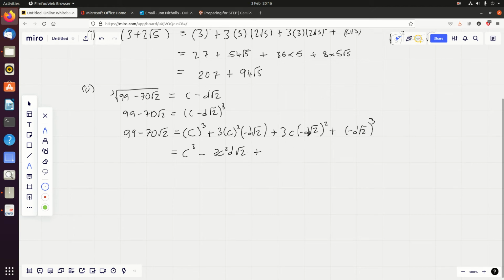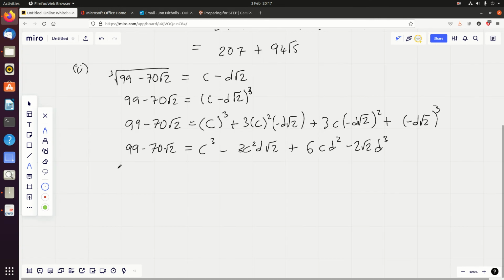We're going to get a d squared, so a 3d squared, but the root 2 is going to be squared, give me 2. So that's 6cd squared. And then finally, that's going to be minus 2 root 2 d cubed, for the similar reason that root 5 cubed is 5 root 5. Okay, and I'm going to write down the left-hand side again. I insist on it, because then I can clearly see why this is an equating coefficients problem.